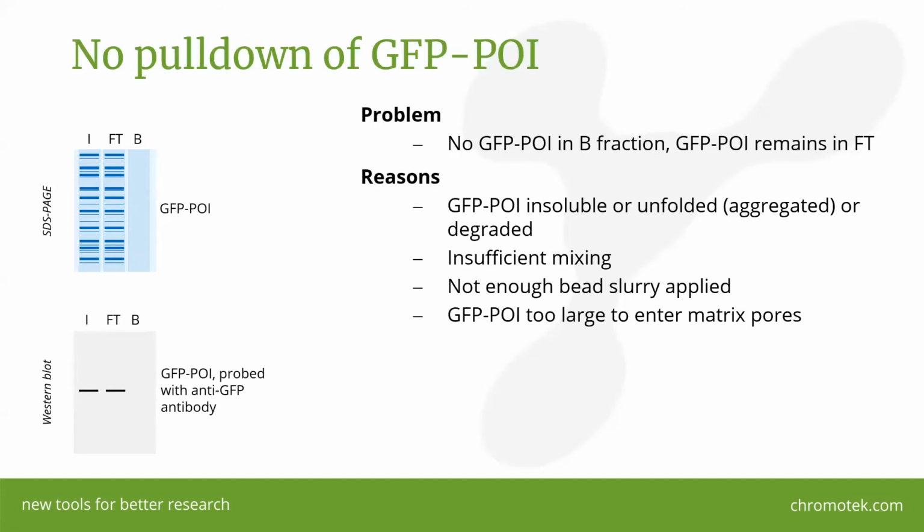No pull down of your GFP fusion protein. It's not visible in the bound fraction. Also, it's in the input. The protein of interest is not precipitated and remains in the flow-through. Again, different reasons can explain this observation.